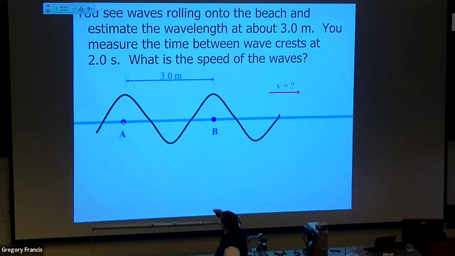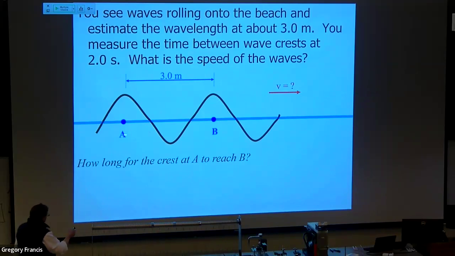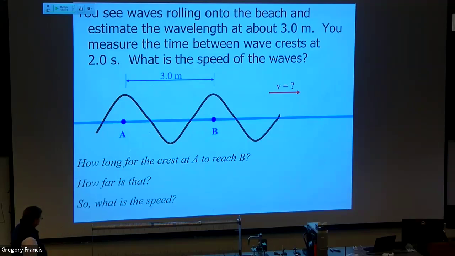Well, that's what it looks like. You're at point B and the waves are coming in towards the beach. You just bounced up to keep this crest from drowning you, and this crest is coming at you. How long is it going to take for that crest at A to get to you? 2 seconds. That's what we found. We're jumping up and down on our toes every 2 seconds. How far did it move in those 2 seconds? 3 meters. So what's the speed? I take the 3 meters, divide by the 2 seconds, and I get 1.5 meters per second.